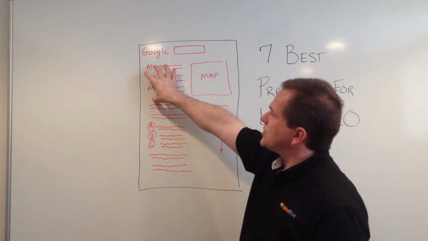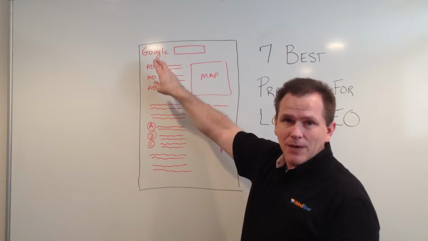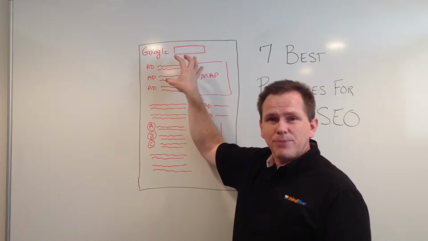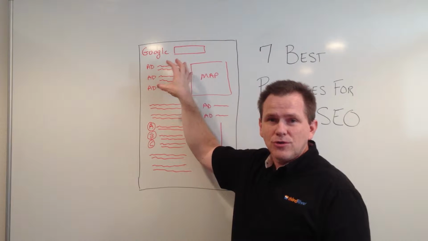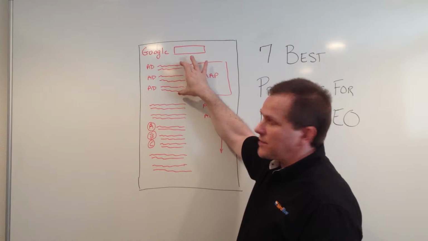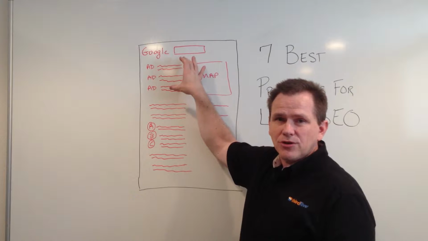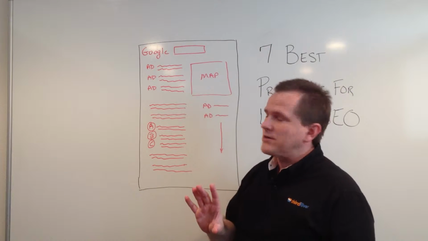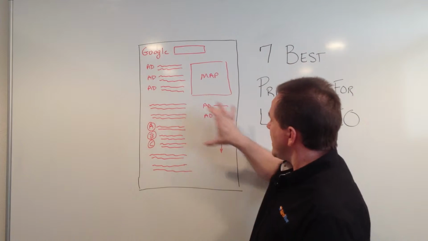First of all, you generally have ads, up to 3 ads right here. These are people that are paying using what's called Google AdWords, and they're paying to be listed right here, and that's a cost per click. It can be a very, very effective strategy, but that's not what we're talking about today. So we've got ads here and ads here.